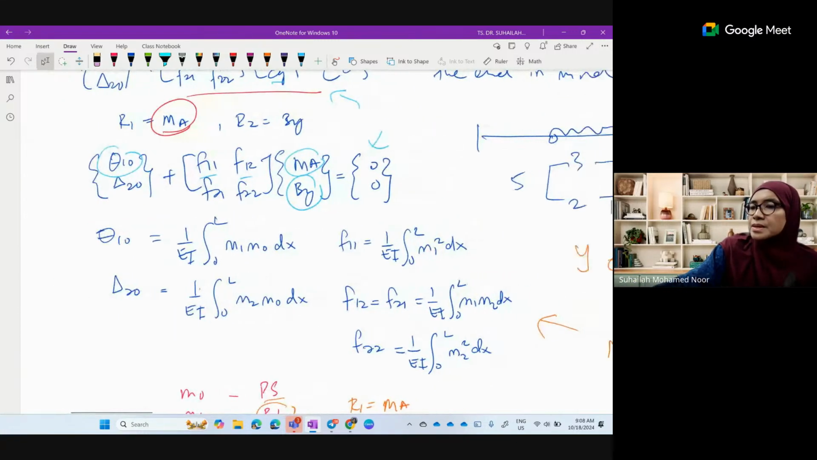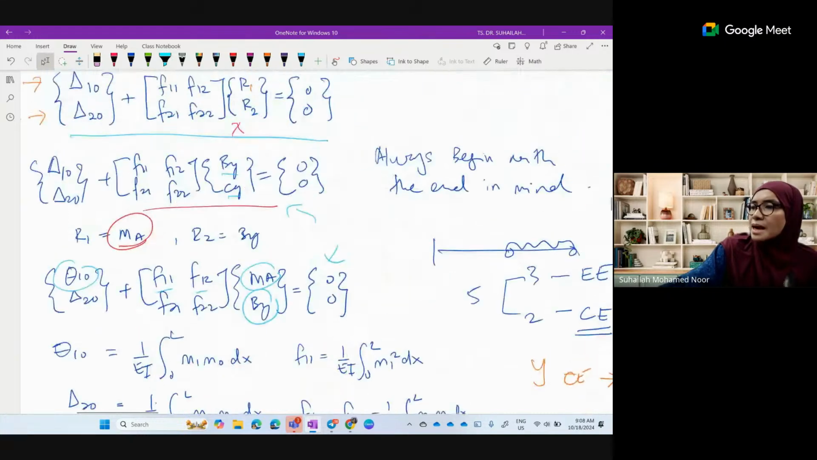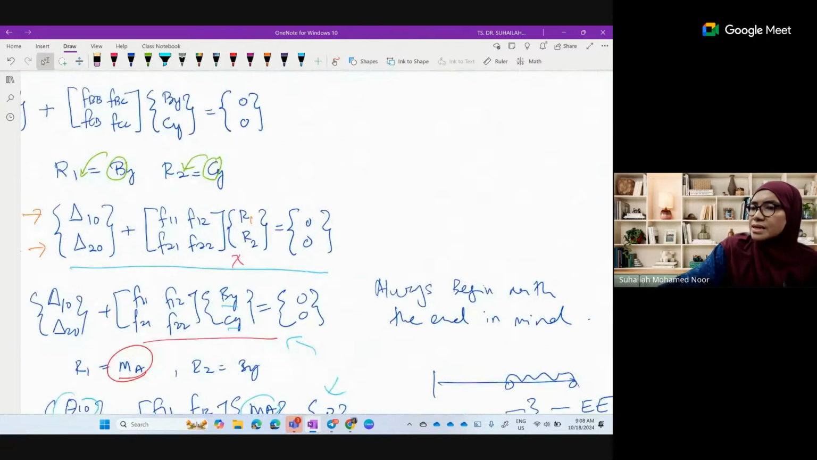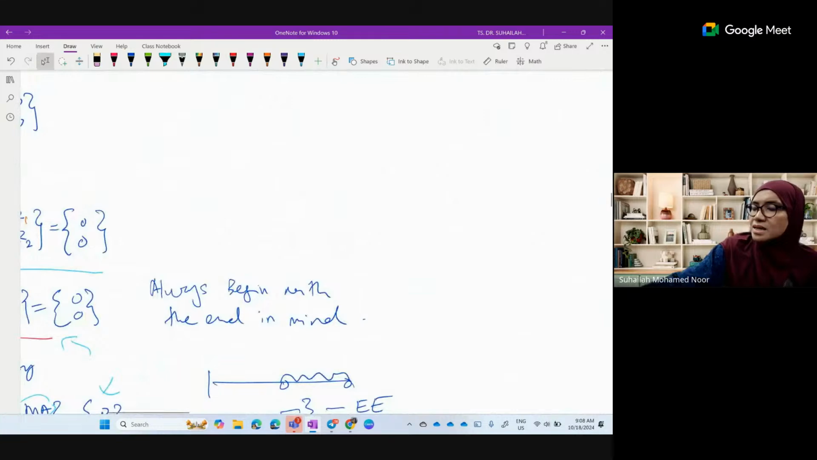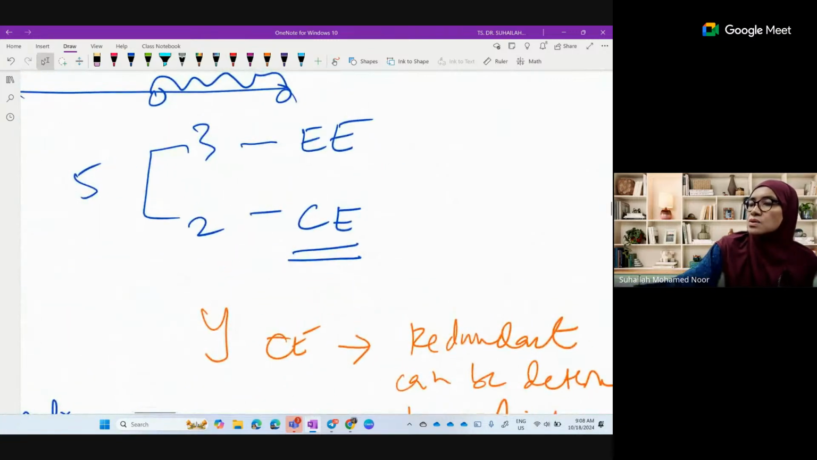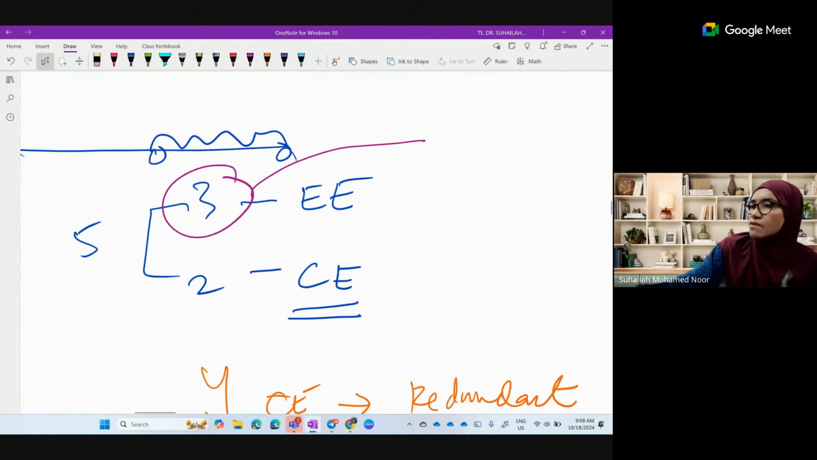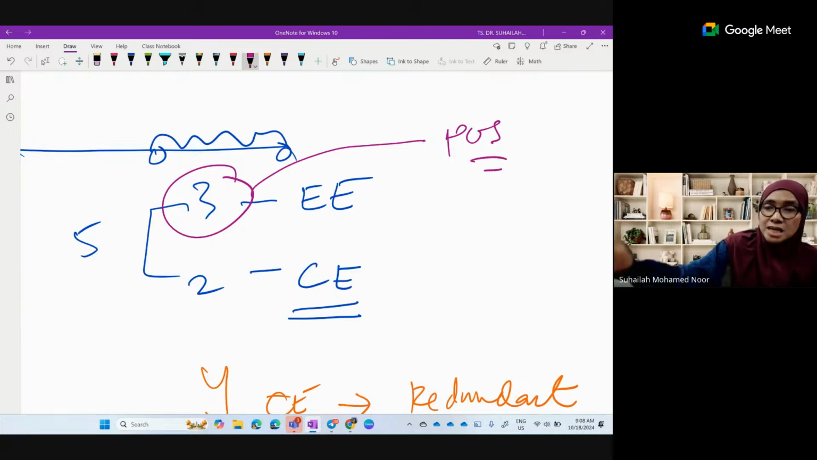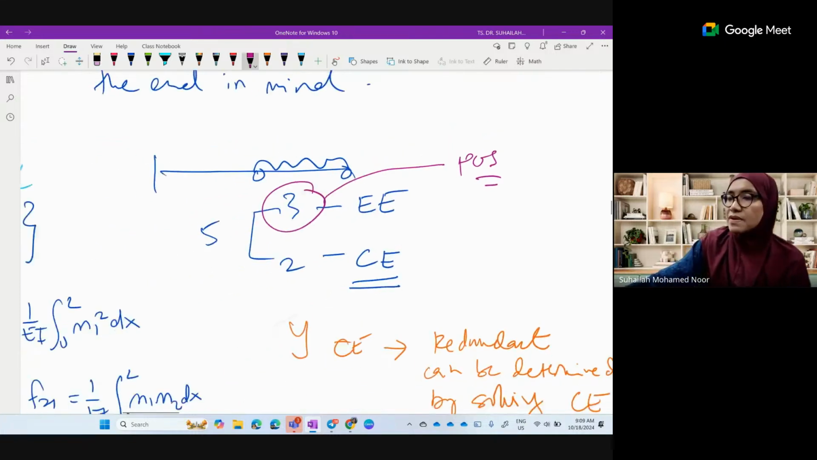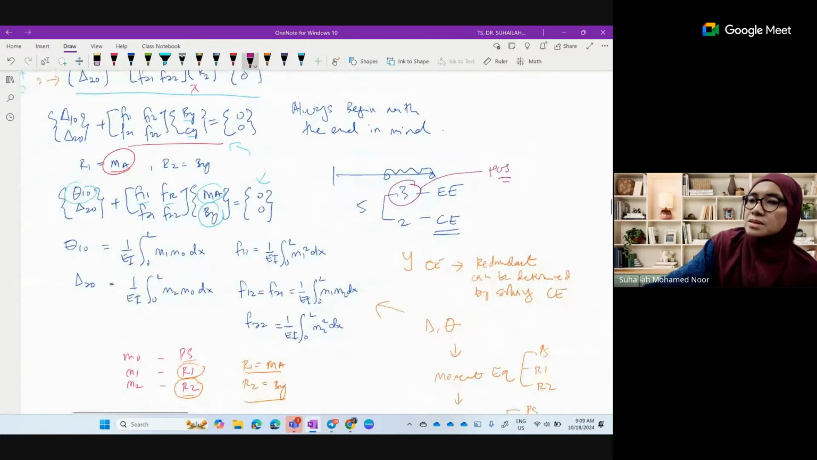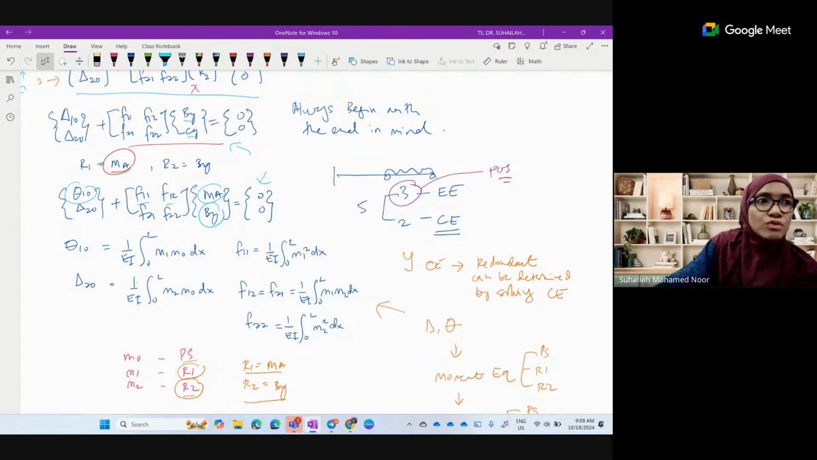Okay, faham. Okay, so once we solve for the redundant, kita akan solve remaining reaction lah. So yang ini akan ada dua option. Kita juga boleh solve guna principle of superposition. Ini ada option lah. Last kali. Okay, faham? Kita ada lagi sejam, so kita buat one full example. Boleh?